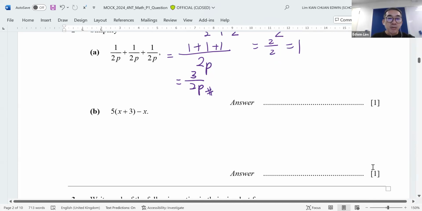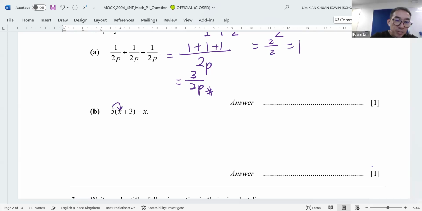2b, 5 bracket x plus 3 minus x. You can expand it. All right, 5 times x, you get 5x. 5 times positive 3 is plus 15, minus x. Now we are going to put them together, those with the same family. 5x minus x, you get 4x. 15 is by itself, and we cannot put them together. So this is the answer for 2b.